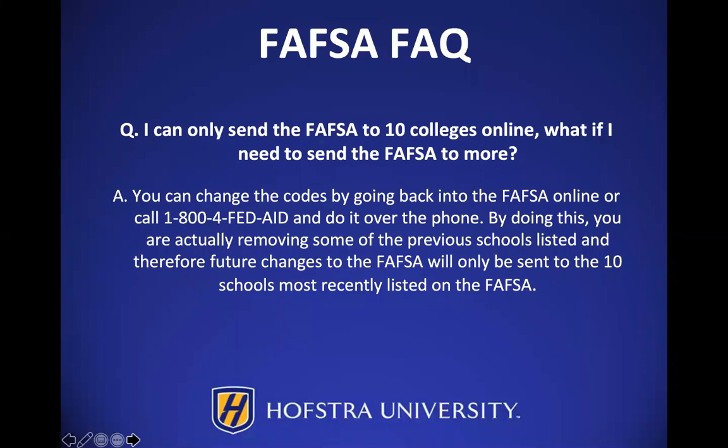A great question: I can only send the FAFSA to 10 colleges online. What if I need to send the FAFSA to more? You can change the codes by going back into the FAFSA online or call 1-800-4FED-AID and do it over the phone. By doing this, you are actually removing some of the previous schools listed, and therefore future changes to the FAFSA will only be sent to the new schools listed. So make sure that if you do make changes and you're sending it to multiple schools, that you send the FAFSA to all of those schools to delete and re-add.